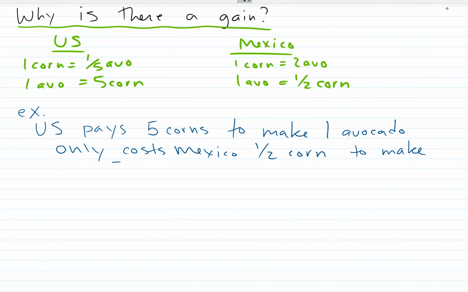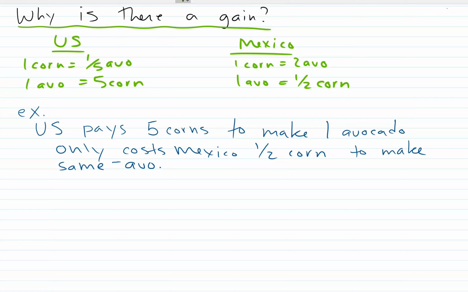So we can say it's just so much cheaper in Mexico than it is in the US, and therefore the US would be better off by concentrating on the thing that it's good at, because it's much cheaper to make the other thing, the corn, in the US. So it's better off concentrating more on the thing that it's good at, and then buying this product from Mexico instead of making it itself. So they'll have more.